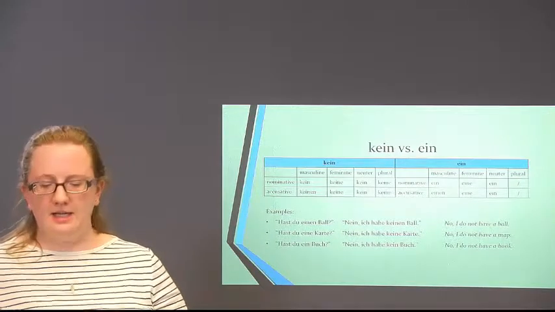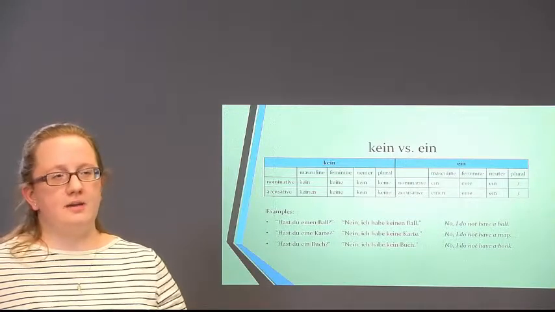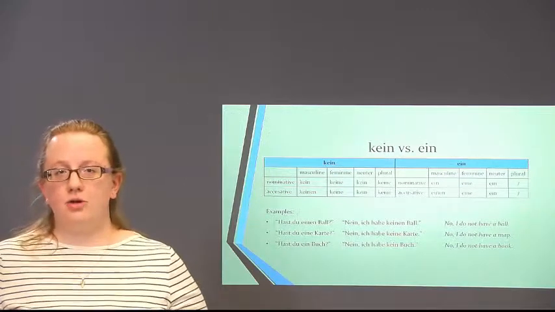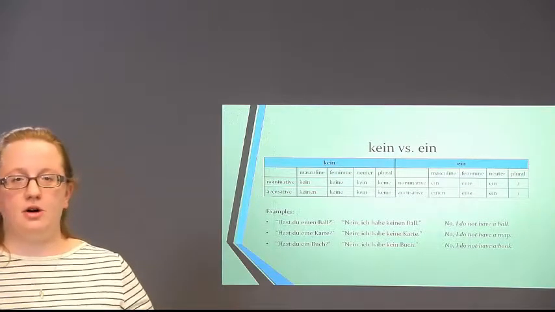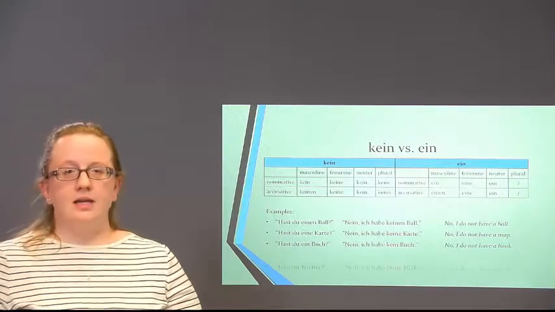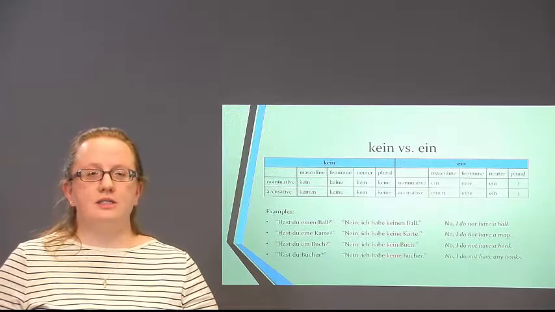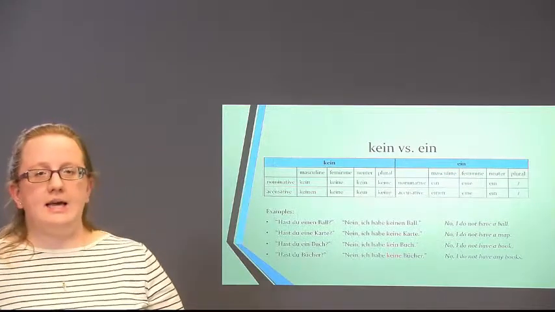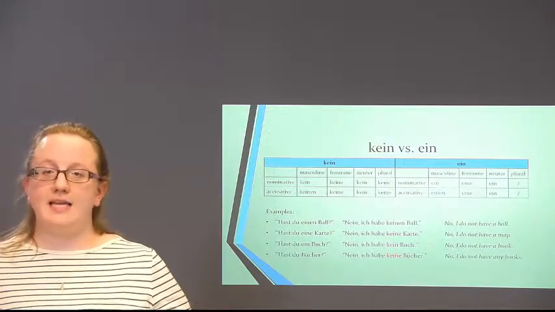So here we see that this is where the paradigm differs a little bit. Masculine has the en that you're familiar with from accusative, indefinite articles, and neuter has just no ending. And plural accusative is also keine. Hast du Bücher? Nein, ich habe keine Bücher. No, I don't have any books.